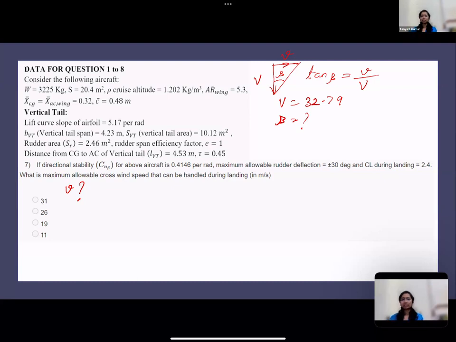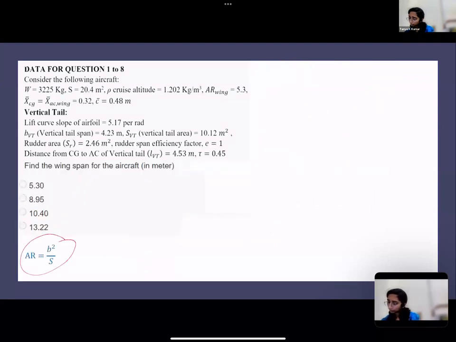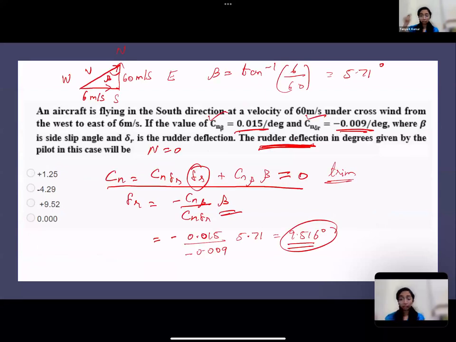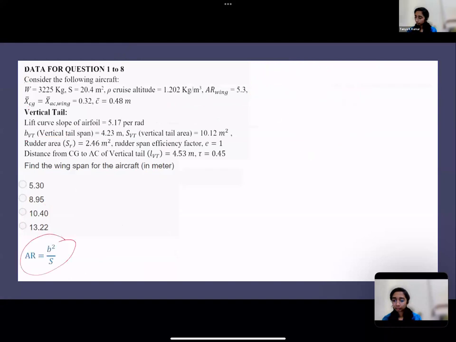How do we find out beta? Just like the question that we had seen, aircraft moving in the southern direction. Let me just show you that question. Yeah, so this was the question. This is how it's solved. So can you tell me now, how do we proceed? Let's look at this question. It's a similar question. Right? You use that equation, Cn.